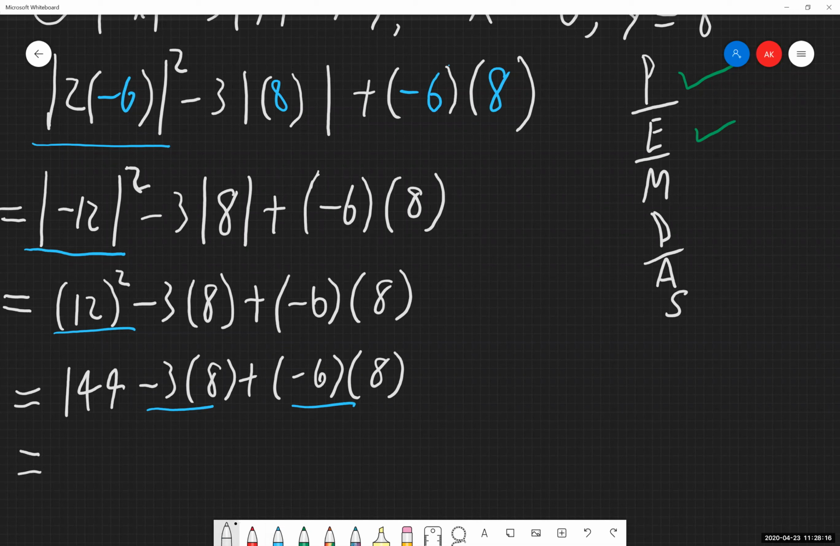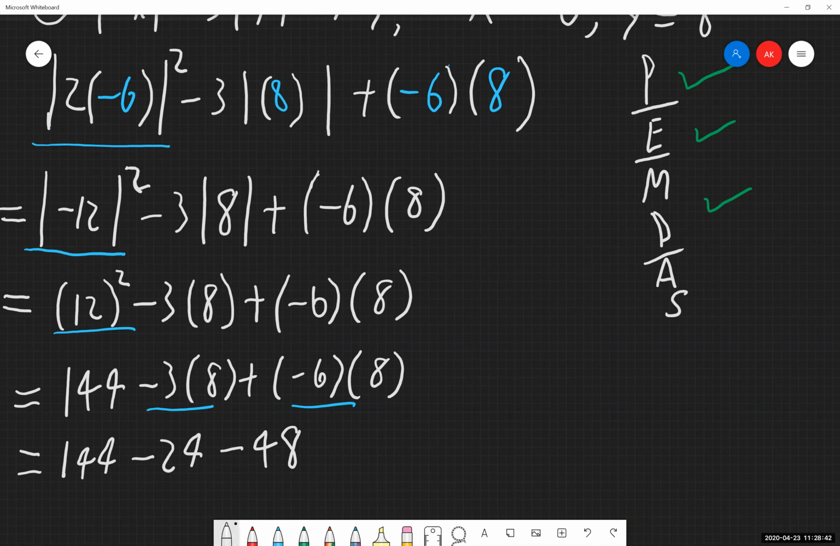So I have negative 3 times 8. That's going to give me negative 24. And then I have a negative 6 times 8. That's going to give me a negative 48. We've got some double signs showing up here. If you wanted to take care of those there or later on, you can do that also. So we have multiplication or division done.